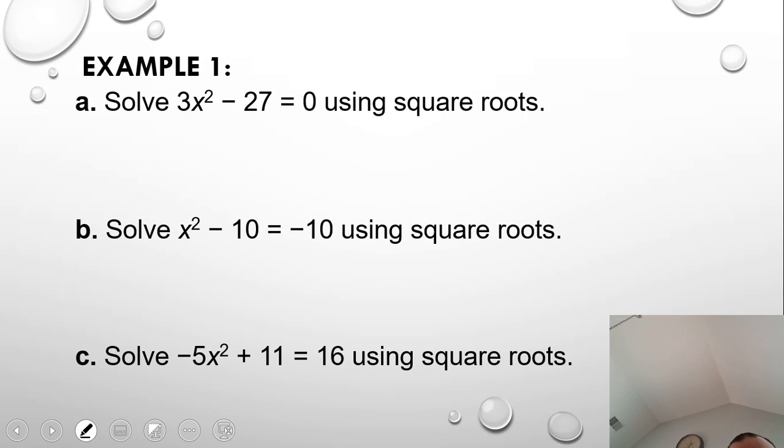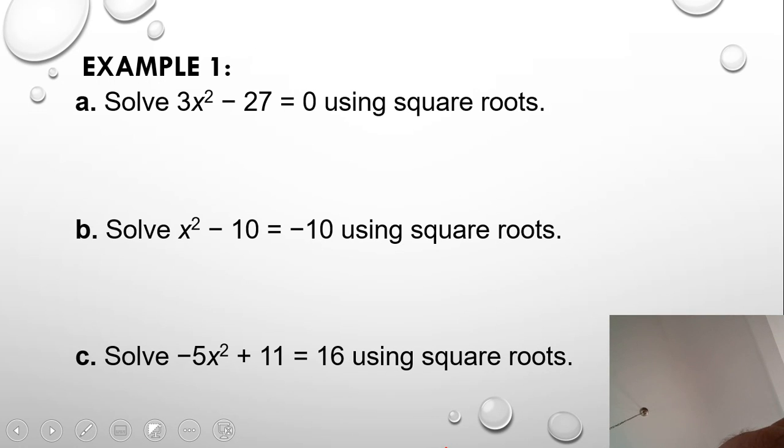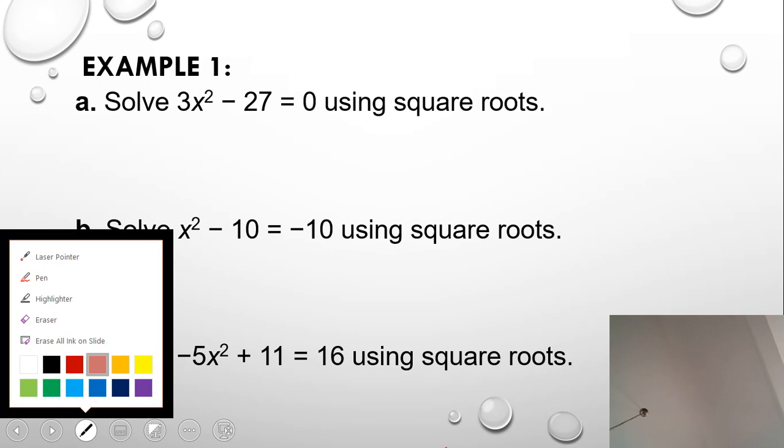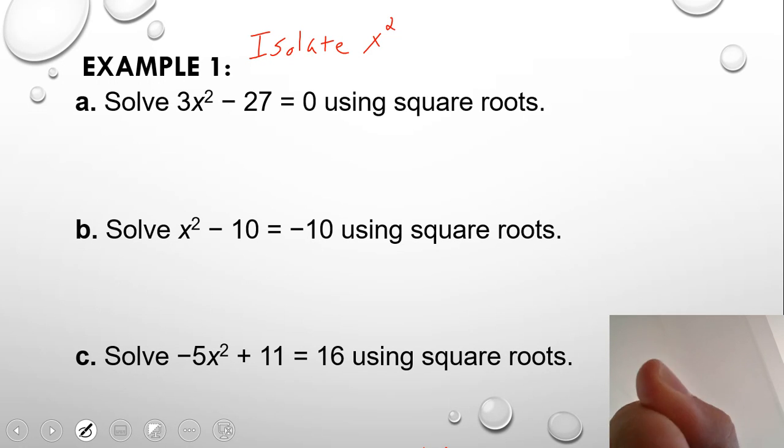We're solving these problems using square roots. So when we solve by square roots, what we want to do is get that x squared by itself. So we want to isolate the x squared. Just like when you would solve an equation, you would get x by itself, you want to isolate x squared and get x squared by itself. So in essence, you're solving for x squared. So we're going to start by adding 27 to both sides.